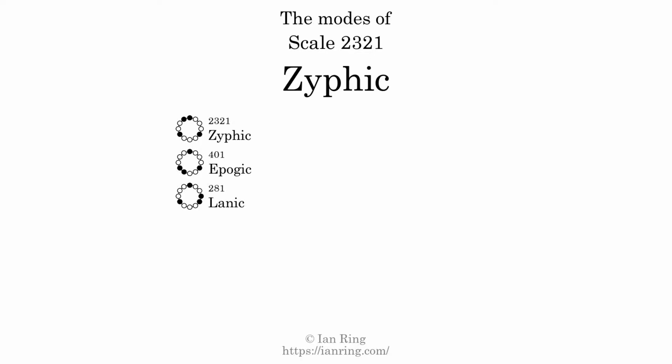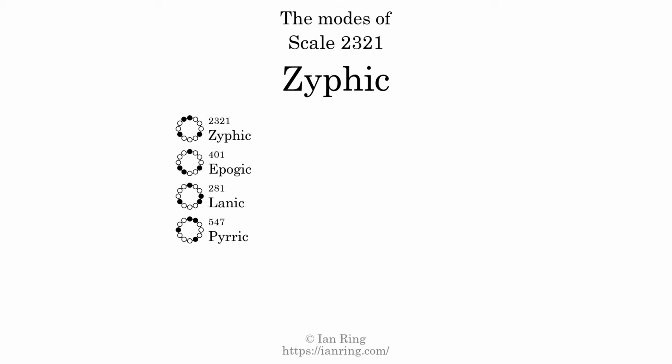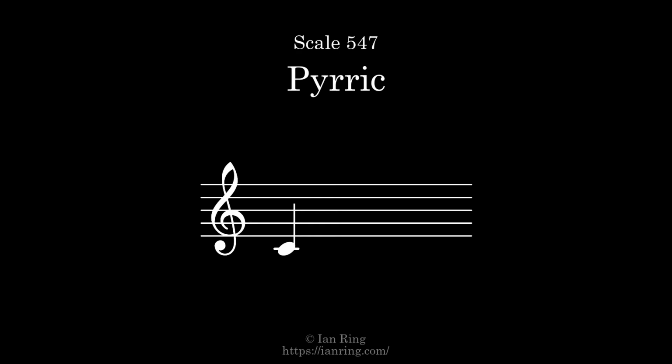The third mode is scale 281, also known as lanic. It sounds like this. The fourth and last mode is scale 547, also known as pyrrhic. It sounds like this.